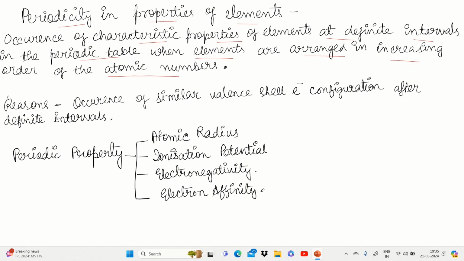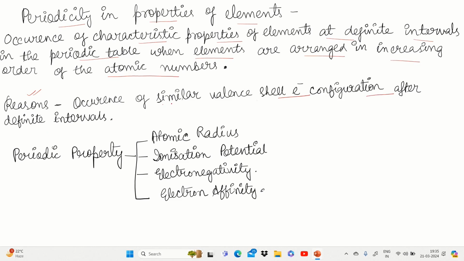Periodicity simply means some behavior gets repeated after a definite interval in the periodic table, and this only takes place when elements are arranged in increasing order of their atomic number, as stated by Moseley. And what is the basic reason behind this occurrence? Basically, when the elements have similar valence shell electronic configuration, that is, the last shell electronic configuration, these properties also follow a particular trend.